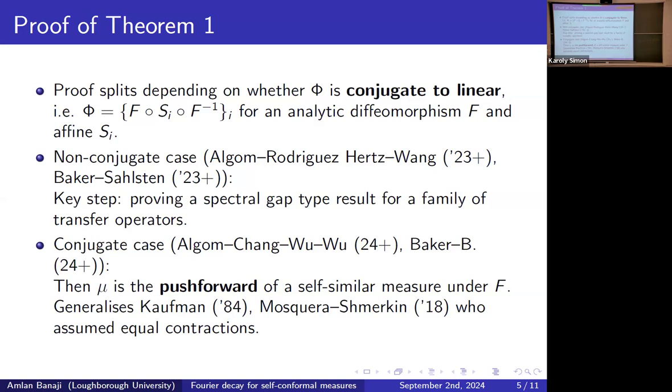There have been a few previous works along these lines, for example, a work of Kaufman, which doesn't seem to be very well known in the community, and then a more recent work of Mosquera and Shmerkin. But both of these results assumed that all the contraction ratios in the IFS are equal. We might see a bit later why this assumption is quite important and why it's not so trivial to remove this assumption.